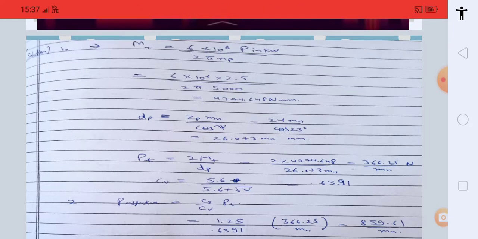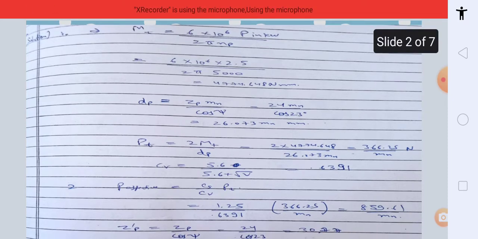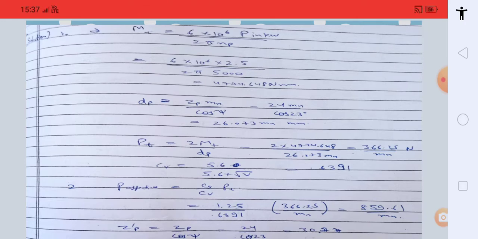First of all, we calculate the torque, that is 60 into 10 to the power 6 into P in kilowatt upon 2 pi Np, where Np is the revolution per minute. So we will get 4774.648 Newton millimeter of torque.